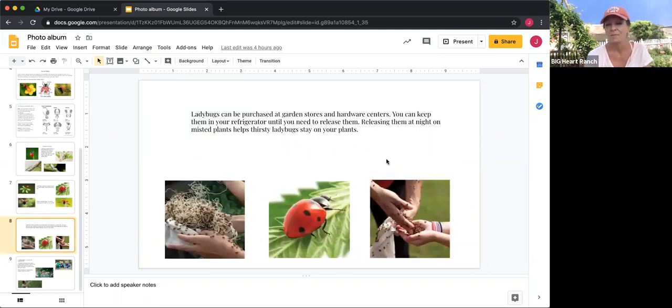Ladybugs, I told you, can be purchased at the hardware store or garden center, and if you release them at night, they're more likely to stay around. So here's what they come in. They come in a little medium, usually in a plastic jar. And you can take them out and put them right on your hand, or you can put them near a plant and just set this material down and they'll migrate onto your plant.